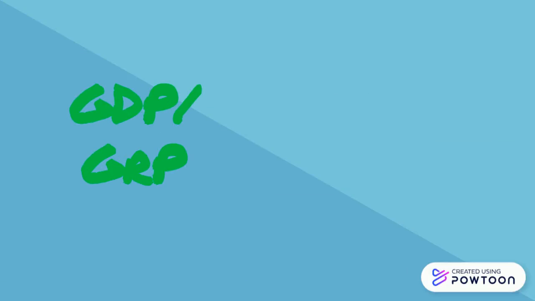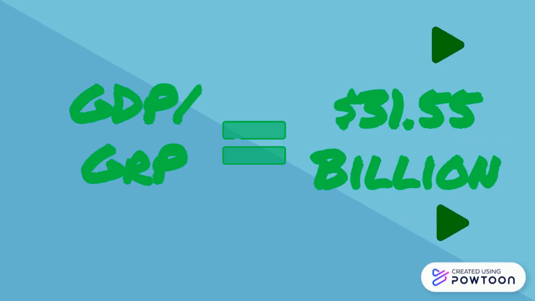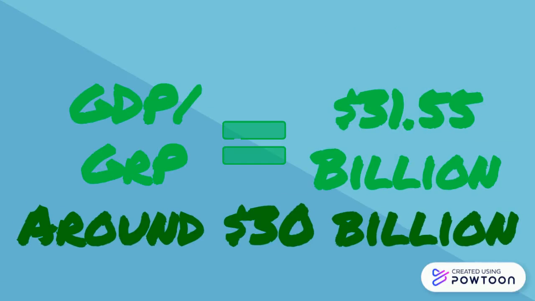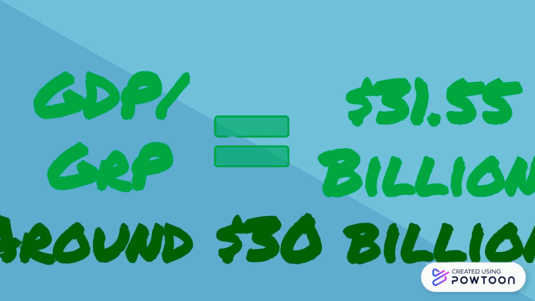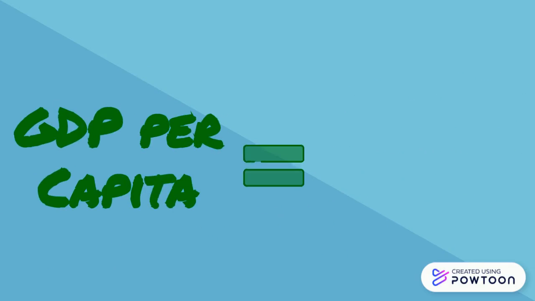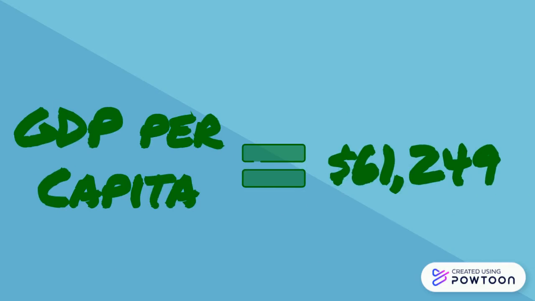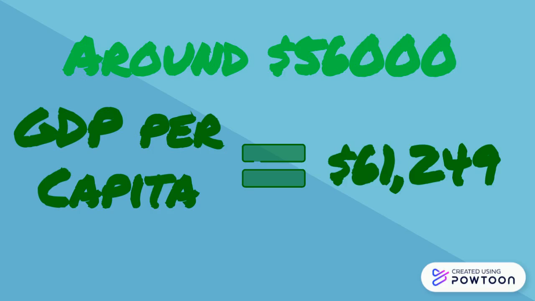The GDP or GRP of Tasmania, GRP being the same as GDP but just for smaller areas, is 31.55 billion Australian dollars, or around 30 billion Canadian dollars. The GDP per capita is 61,249 Australian dollars, or around 56,000 Canadian dollars.